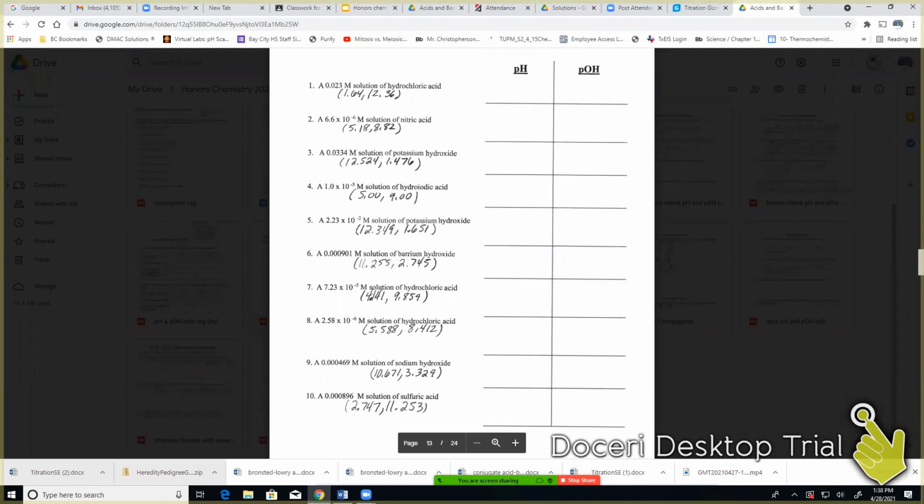So you can go through and you can write the formulas for these. And you can see most of them have one hydrogen, one hydroxide. So I don't need to really do anything. That means if I only have one hydrogen or one hydroxide, the concentration of the original solution is going to be the same. But on barium hydroxide, that one is Ba(OH)2.